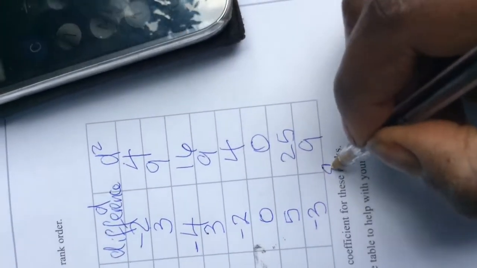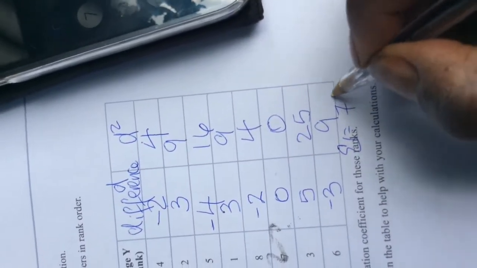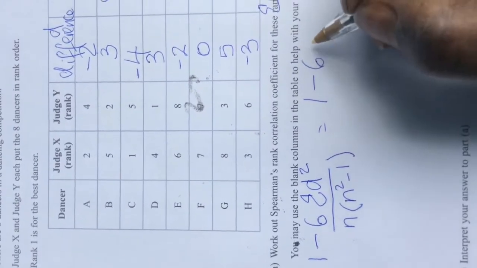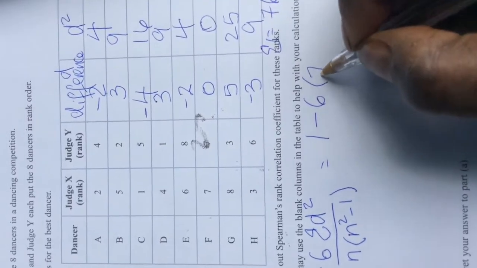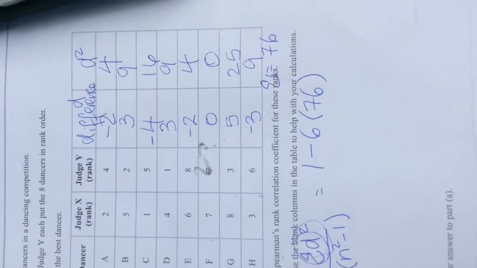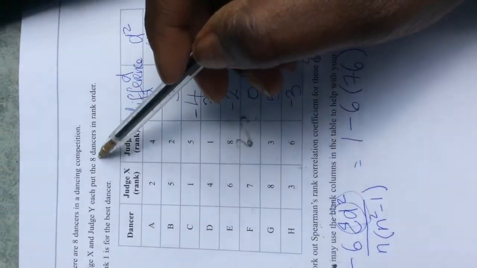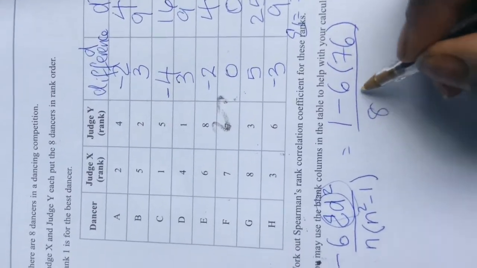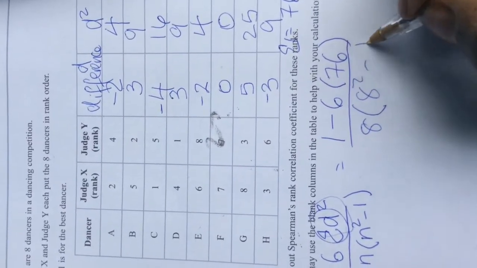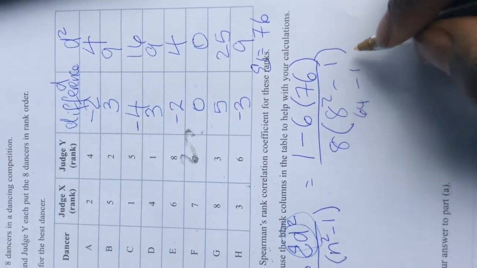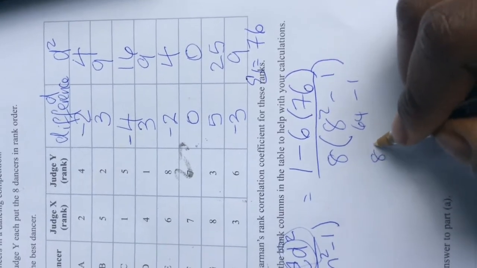So I'm going to put my sum here. Sum equals 76. So now this becomes 1 minus 6, 76, because that is the sum of these squared. And we need to work out n. N is the number of dancers, and that's 8. So we're going to put 8. 8 squared minus 1. So 8 squared is 64. 1 less is 63.